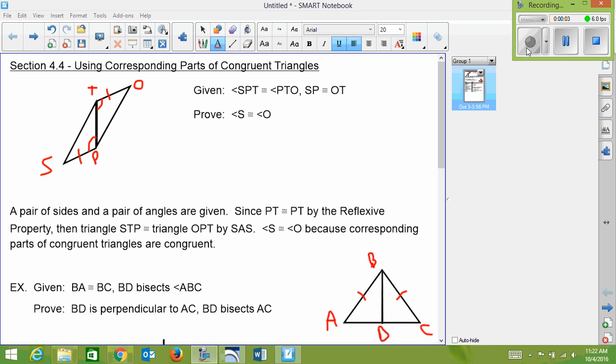Hello and welcome to section 4.4, which is on using corresponding parts of congruent triangles.